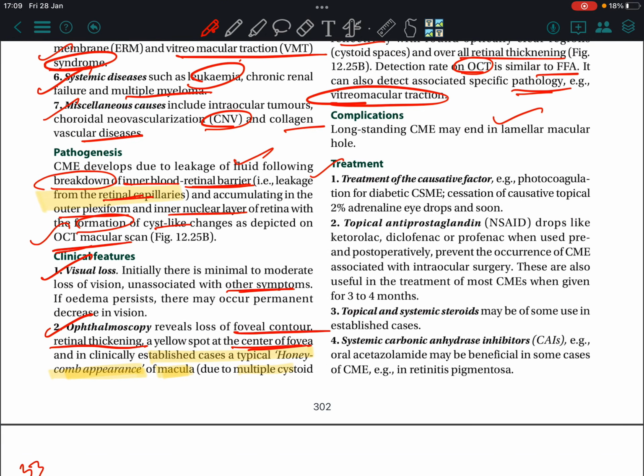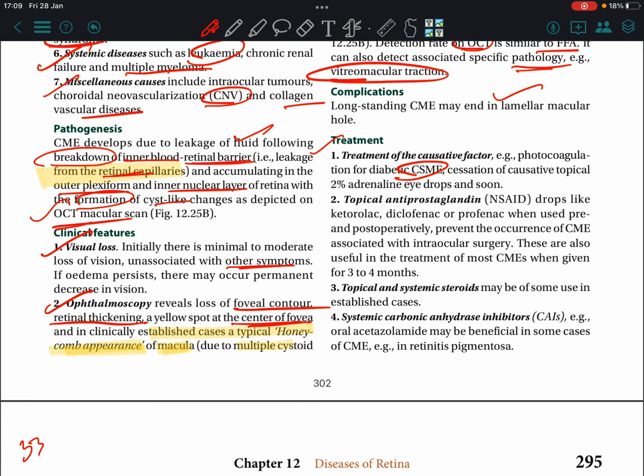Complication: long-standing CME may end in a lamellar macular hole. Treatment of the cause: photocoagulation for diabetic CSME, cessation of the causative drug, such as topical 2% adrenaline eye drops. Topical anti-prostaglandin drops like diclofenac and flurbiprofen, when used pre- and post-operatively, prevent the occurrence of CME associated with intraocular surgery. These are also useful in the treatment of most CMEs.